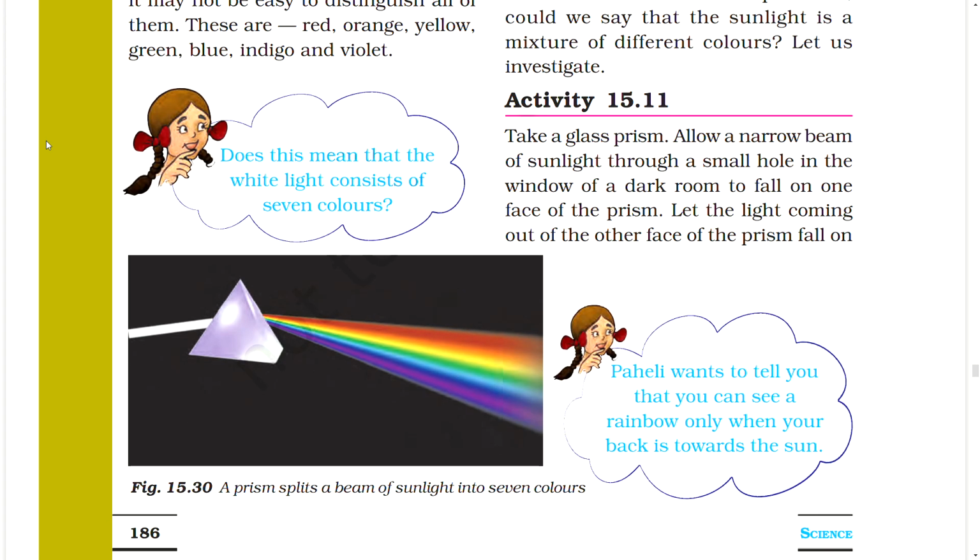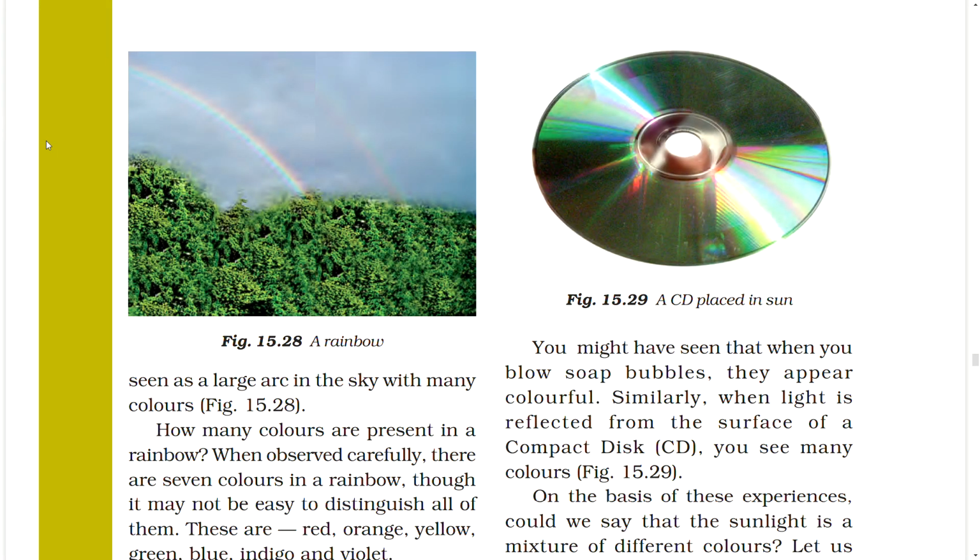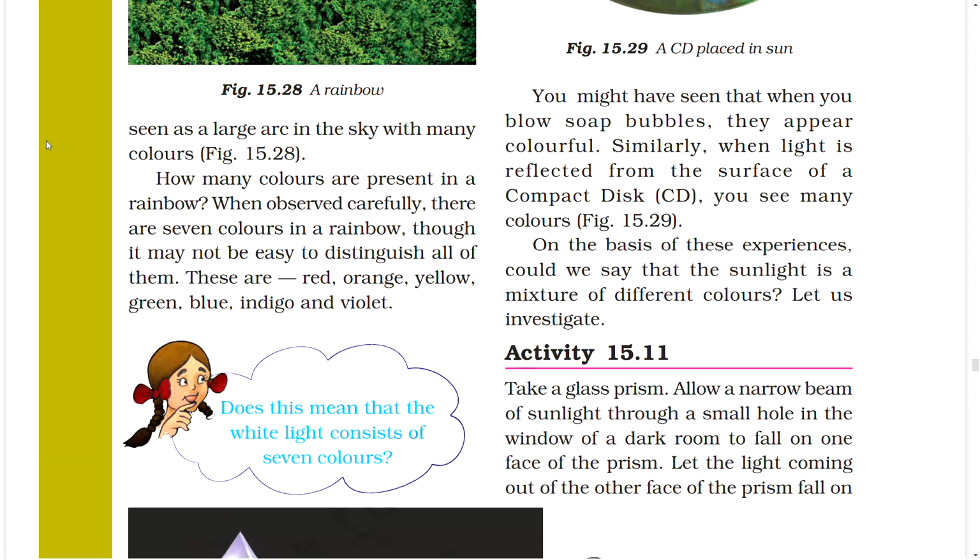Figure. A prism splits a beam of sunlight into 7 colors. Figure. A CD placed in sun. You might have seen that when you blow soap bubbles, they appear colorful. Similarly, when light is reflected from the surface of a compact disc, CD, you see many colors. Figure. On the basis of these experiences, we say that the sunlight is a mixture of different colors?